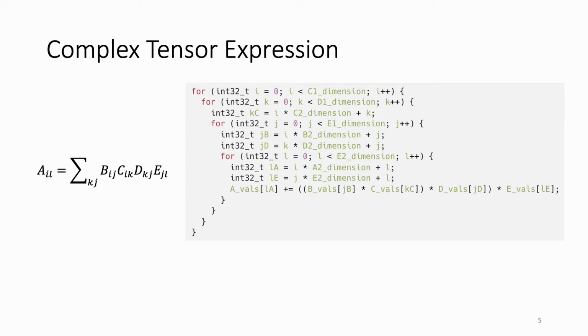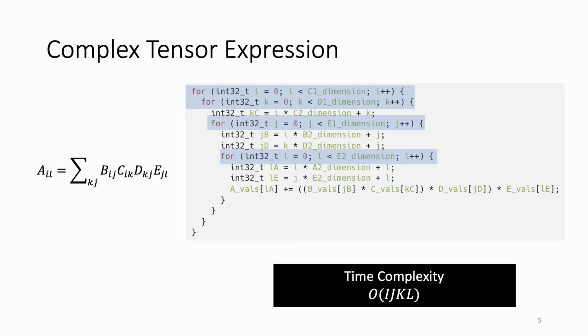Now, let's consider a slightly more complex tensor computation. This example shows doing a matrix multiplication of C and D, then doing an element-wise multiplication of the result of C multiplied by D with B, and then performing another matrix multiplication with E. This computation can be performed using an iterator with four perfectly nested for loops I, J, K, and L. The overall time complexity of this computation would be O of IJKL, again where I, J, K, and L represent the dimensionalities of the tensors.